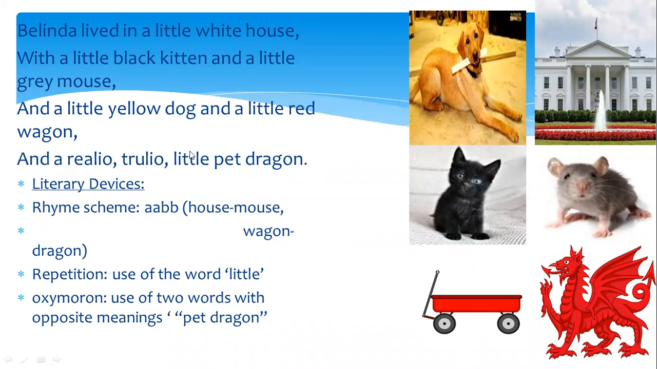Now let's see what is being told in this stanza. So the poet says that once there was a little girl named Belinda. She lived in a little white house. She lived with some creatures who were her pets. And they were a black kitten, a gray mouse, a yellow dog, a little red wagon, and a creature that the poet says was really and truly a dragon.